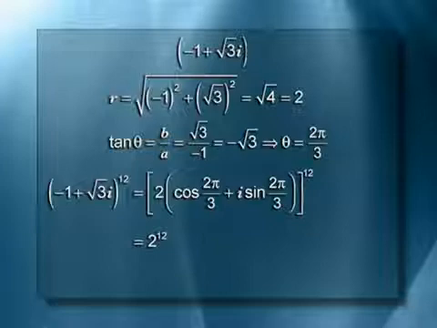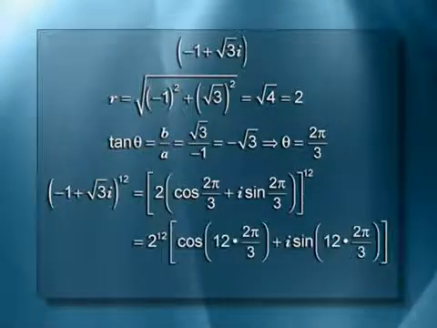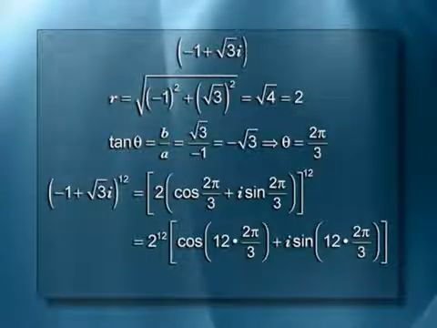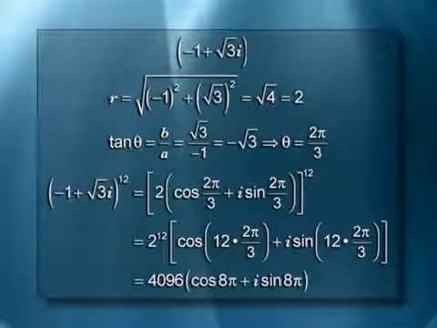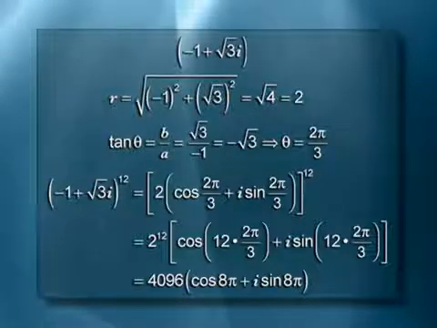Well, it's cosine 12 times the original angle. So it's 12 times 2 pi over 3 plus i sine 12 times 2 pi over 3. Pretty nice, isn't it? And that can be simplified to cosine 8 pi, 24 over 3 is 8, plus i sine 8 pi, and outside is 2 to the 12th, which is 4,096. Okay, we're almost done.